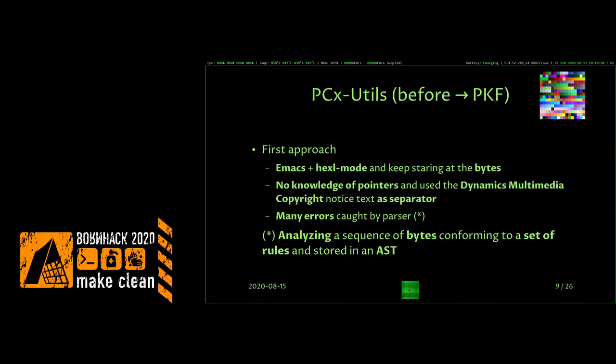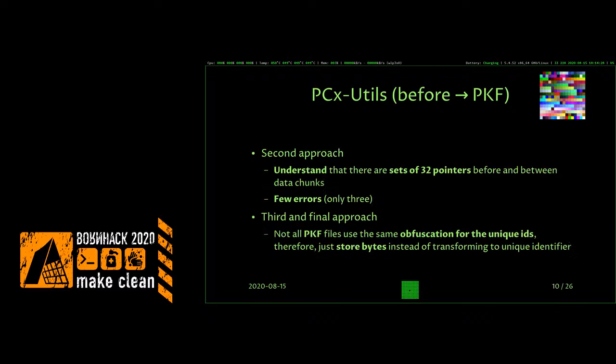Of course, with my parser. And for people who are not familiar with parsers, a parser is what we use when we analyze a sequence of bytes or chars or whatever it is, and we try to conform that into a set of rules and then place it into an AST. An AST is an abstract syntax tree, which is some kind of data structure where you're able to put the data that you get out of this sequence of bytes or chars.